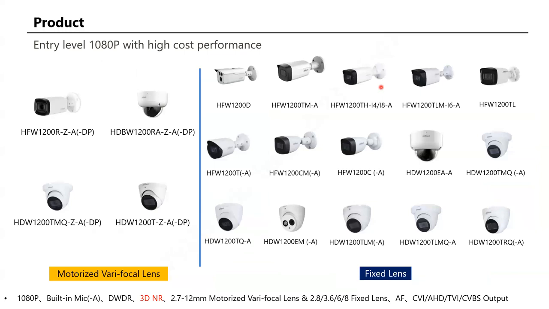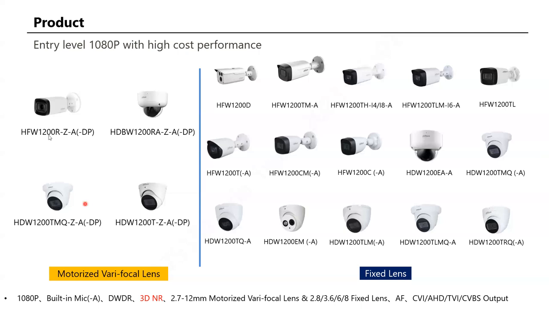So the entry-level products, we can see them here. The good thing is that these entry-level products come with two types of lenses: the motorized varifocal lens and the fixed lenses. The fixed lenses, as we know by this time, cannot be changed or altered in any way, but the varifocal lenses can be adjusted from, for example, 2.7 millimeters up to 12 millimeters for the motorized varifocal lenses. For the fixed lenses, it can be either 2.8 millimeters, 3.6 millimeters, 6 or 8 millimeters in length.